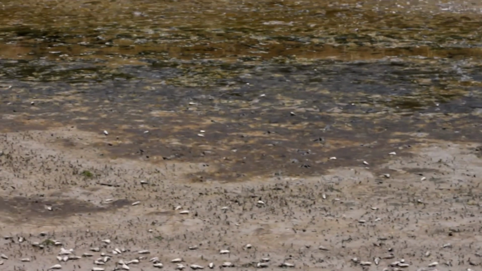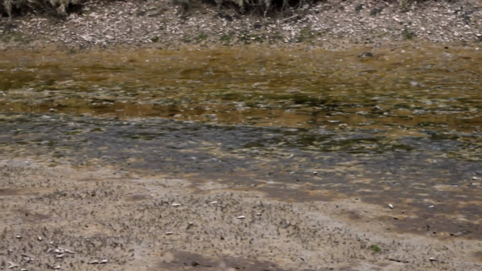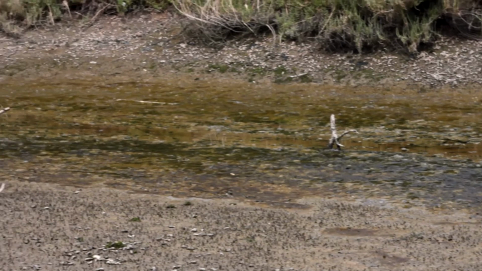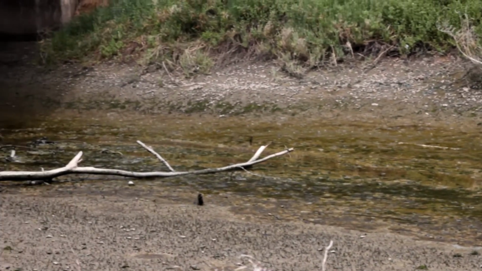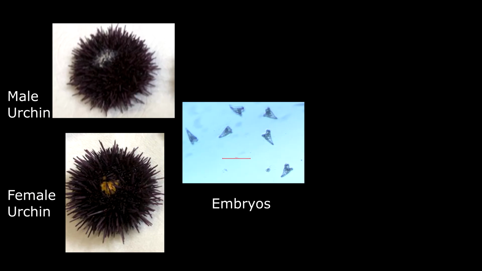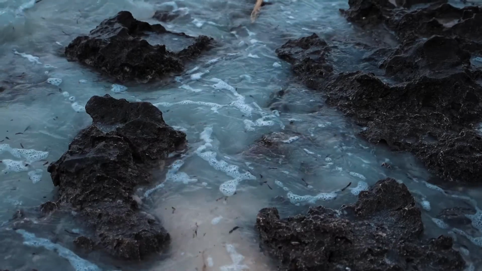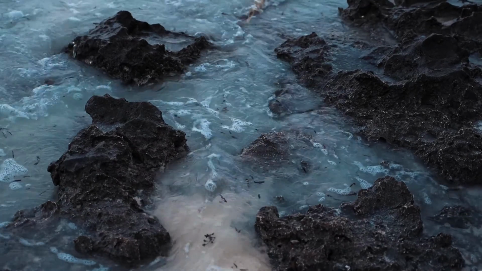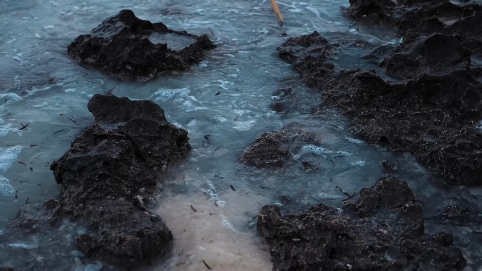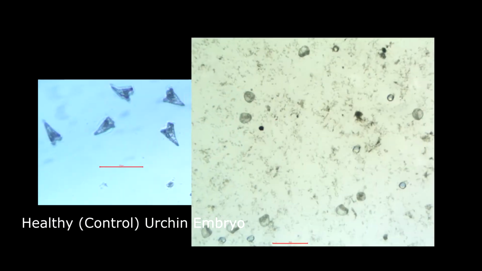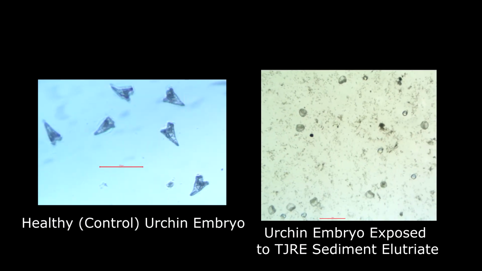While chemical analysis tells us what's in the sediment, we also need to know what happens to organisms when they're exposed to a cocktail of pollutants. We use purple sea urchin embryos to test the toxicity of sediment samples. Purple sea urchins live along the Pacific coast, including San Diego, and could be victims of the pollution entering the ocean. Their embryos are very sensitive to many different types of pollutants, making them great test subjects for measuring toxicity.